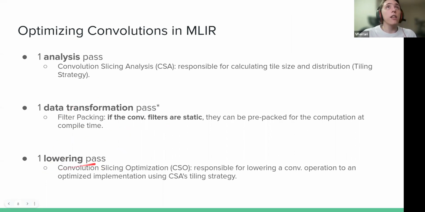And finally, the lowering pass is called convolution slicing optimization. This pass takes the tiling strategy computed by the analysis pass, and it generates code for it on a lower level. So it lowers a convolution operation, for example, to its implementation in other dialects, and it generates the macro-kernel that we want and all the other parts of the convolution. So let's see how these passes work in an actual compilation flow.